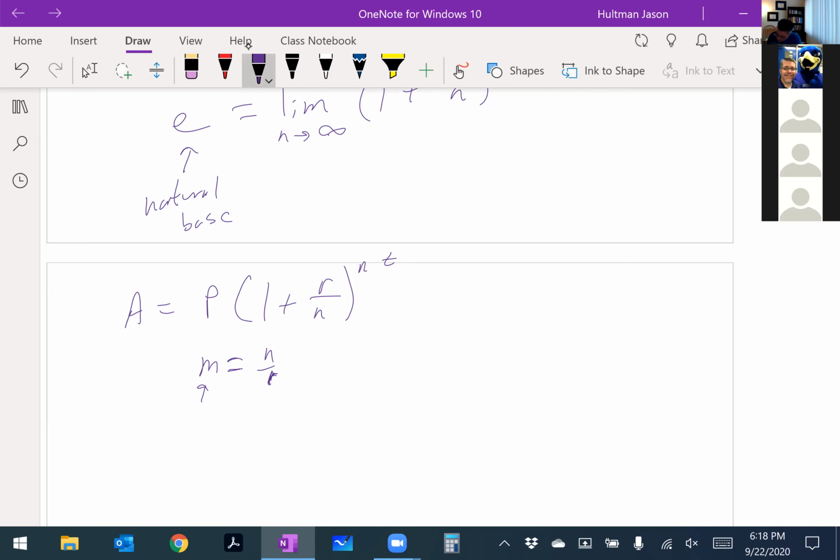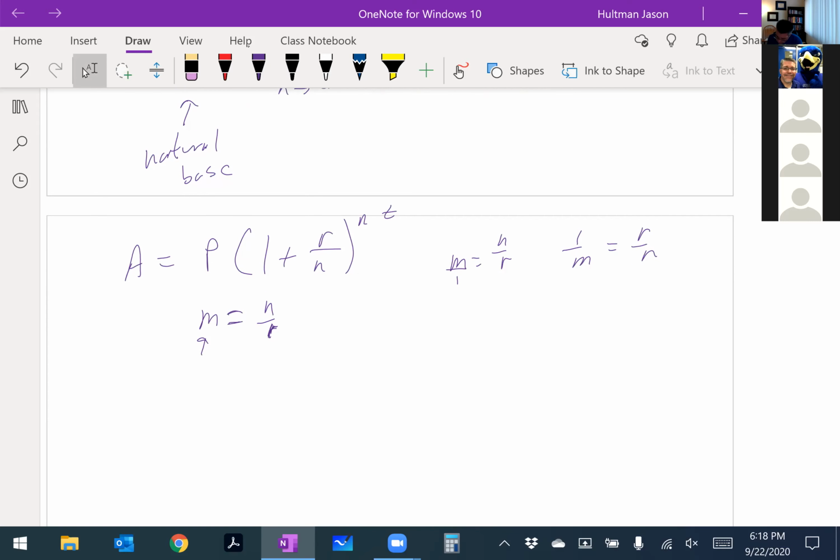Well, how would I rewrite this r over n in terms of m? Well, if m is equal to n over r, then 1 over m is equal to r over n. Okay, so it's just the reciprocal, right? It would be like flipping it upside down. So I'm going to say, oh, okay. So A is equal to P times 1 plus 1 over m, 1 over m to the what?